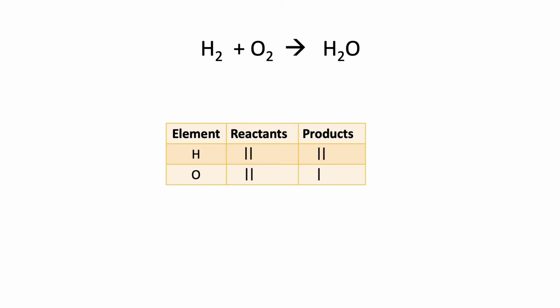Now, if you compare these, you see that we have the same number of hydrogens in both the reactants and the products, but we seem to have fewer atoms of oxygen in our products. So what we're going to do is we're going to go back and we're going to look at our reaction, and we're going to look for a place in our products that contains oxygen so we can add more of that, because when we add more of that, we're going to get extra atoms of oxygen.